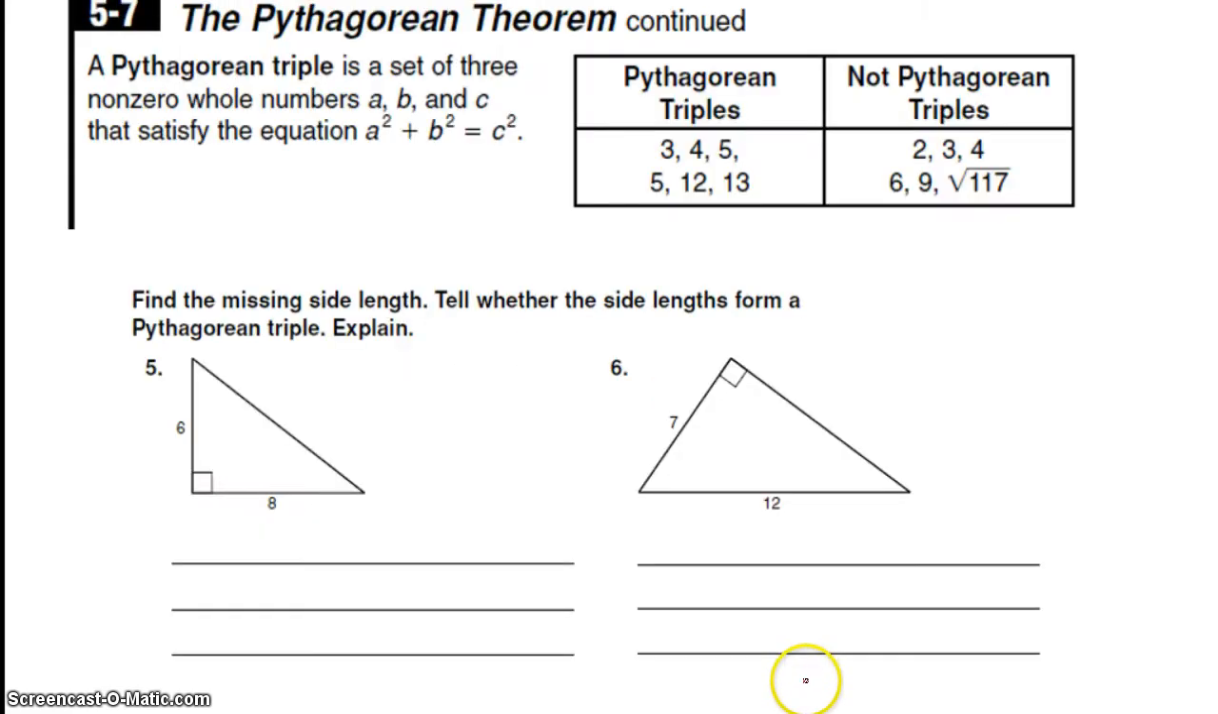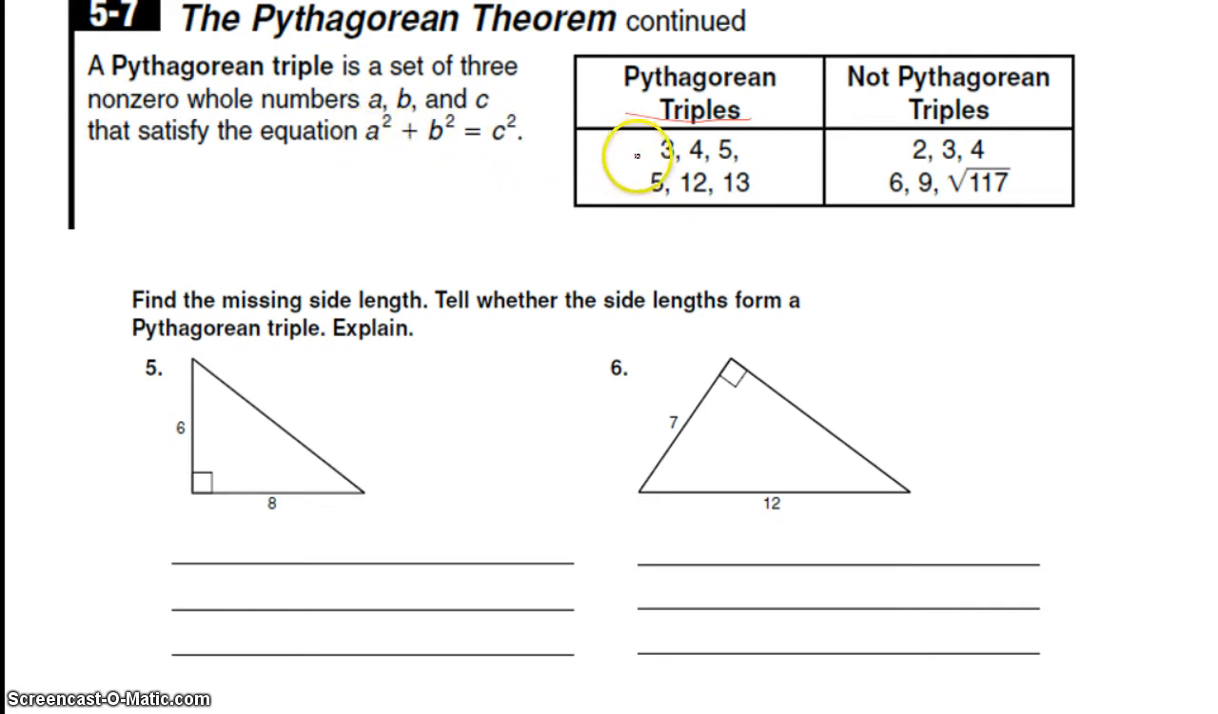Next thing we're going to look at is what we call Pythagorean triples. Pythagorean triples are wonderful tools for us to have because they can be a shortcut when we are working with right triangles. What's unique about Pythagorean triples is that it is a set of 3 non-zero whole numbers, that being our a, b, and c, that satisfy our equation.